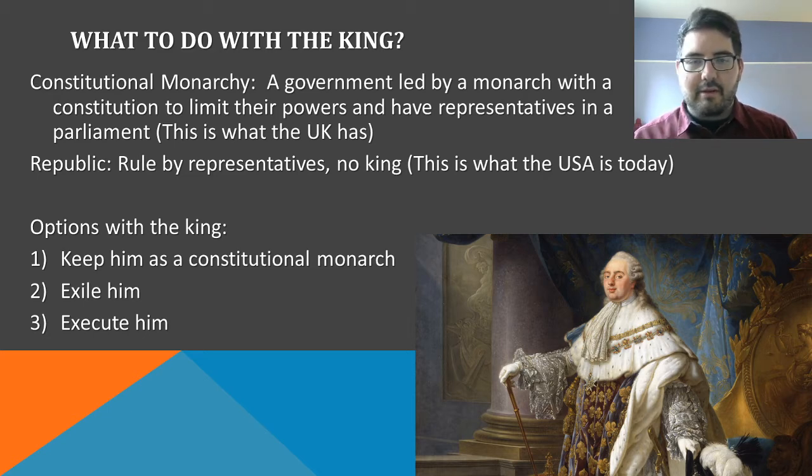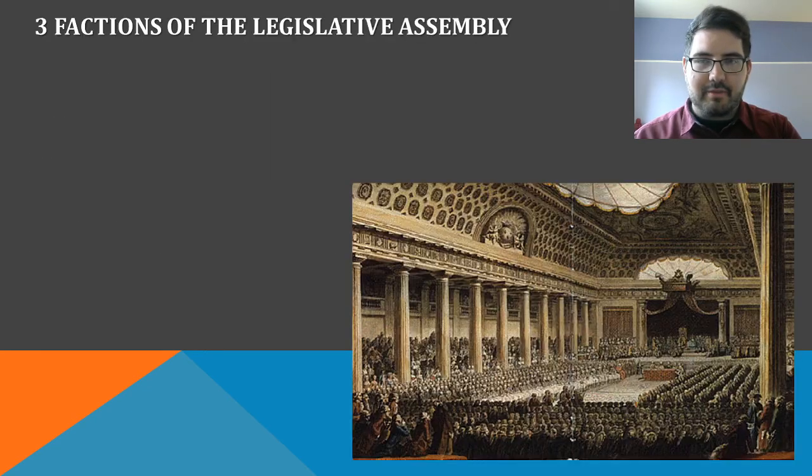So here are the options that we have to do with the king, while now he's kind of in jail for the moment. Not really jail, but house arrest. So we're keeping an eye on him. So here's our options to do with the king. We can either keep him as a constitutional monarch, we can exile him and make it so he can never come back, or we can execute him. So you can see you have the most generous options and then the harshest option, which is straight up execution. So what is going to be done with the king?